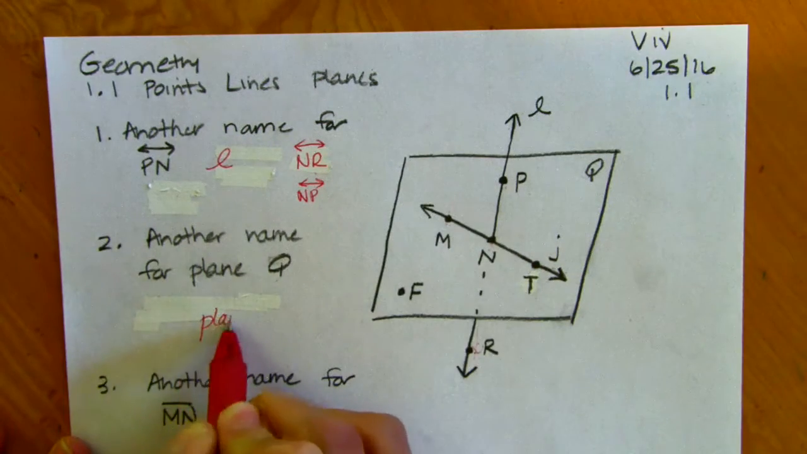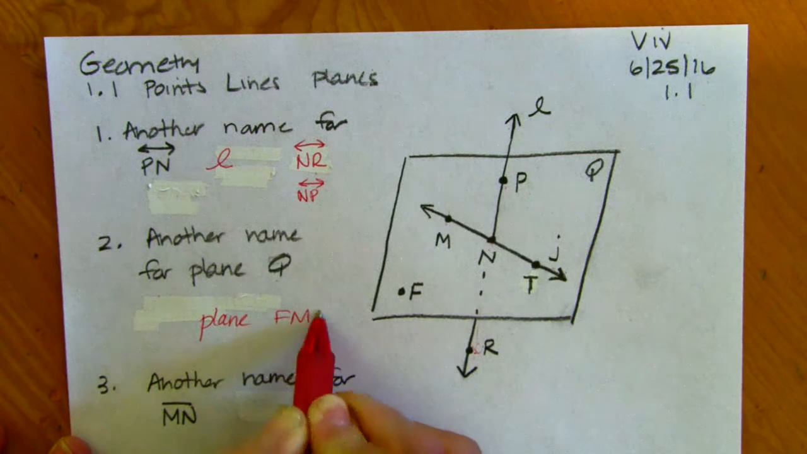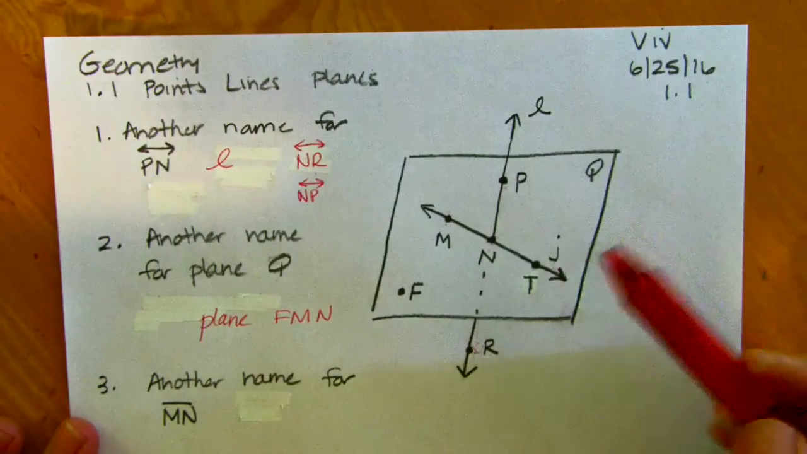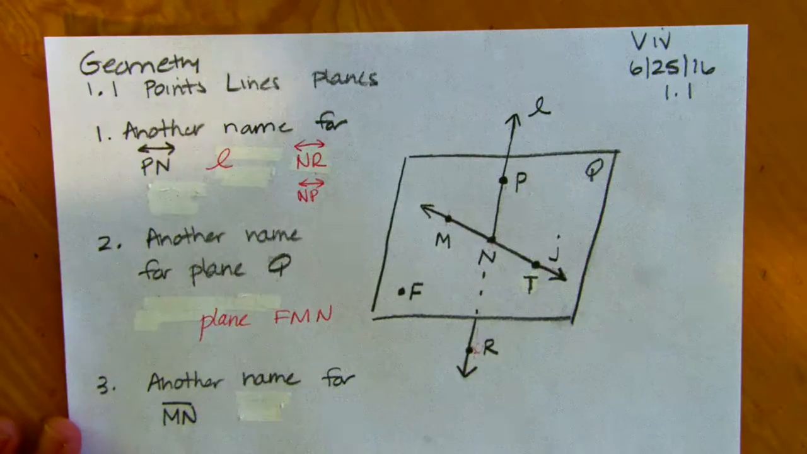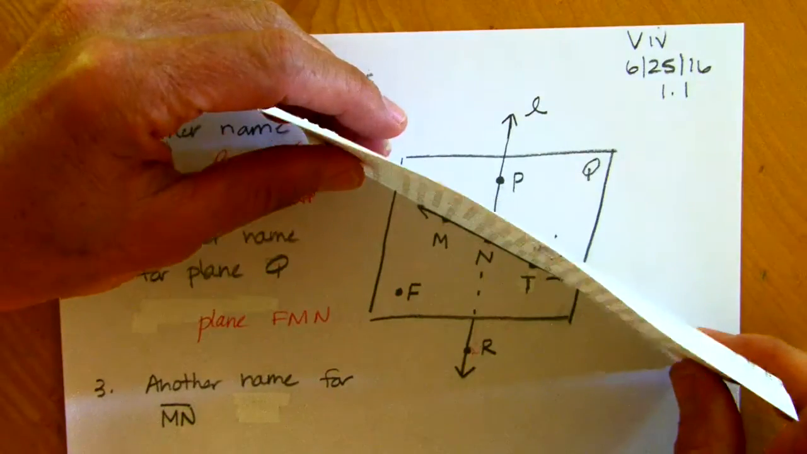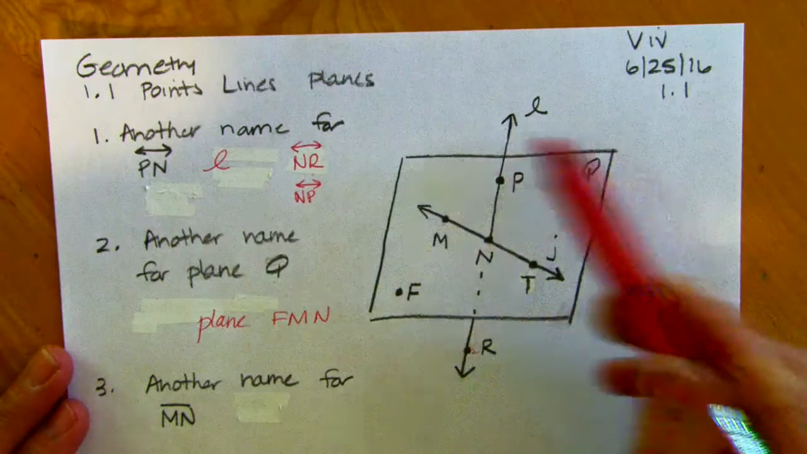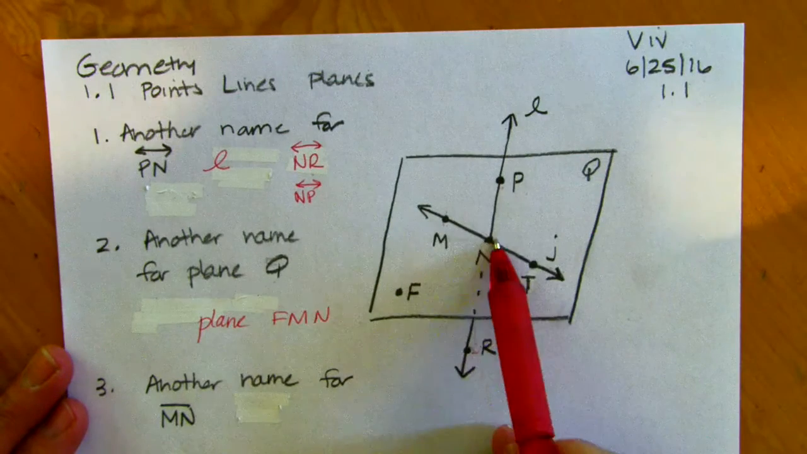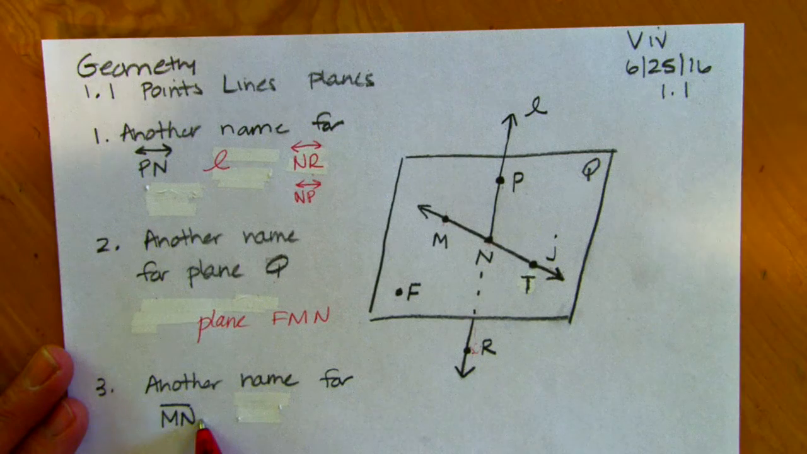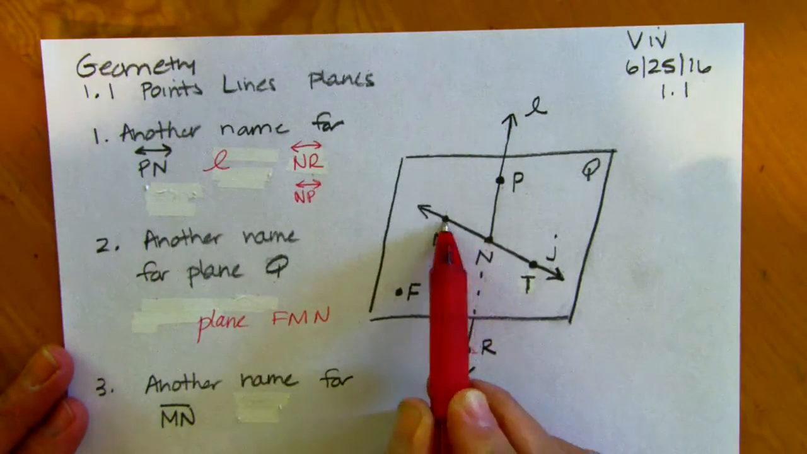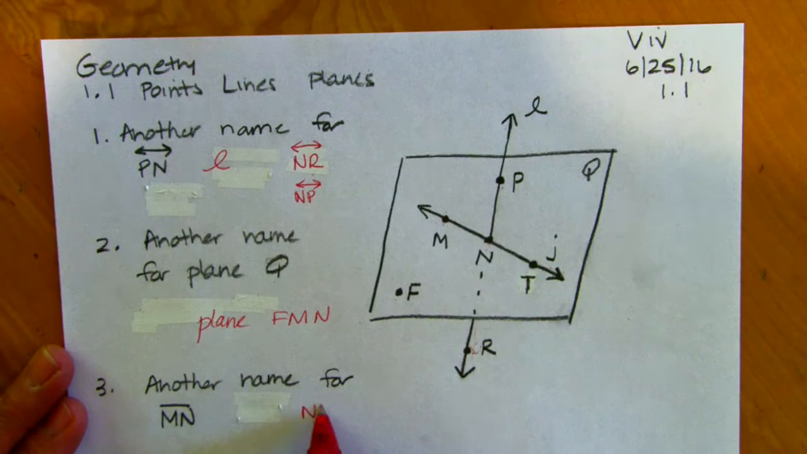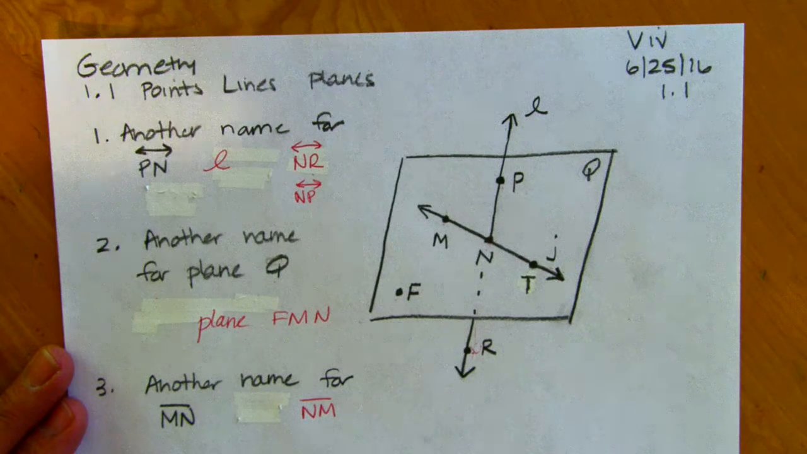So I'm going to say plane FMN. So that's telling me that I'm talking about this flat plane. If I said plane MNP, again, since P is above, really, that would be a vertical plane. So I'm talking about this horizontal plane Q, and I'm going to indicate that with those 3 points. Another name for segment MN, a segment has endpoints, so the only figure equivalent with that would be segment NM.